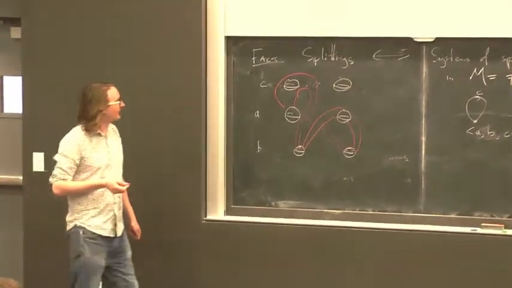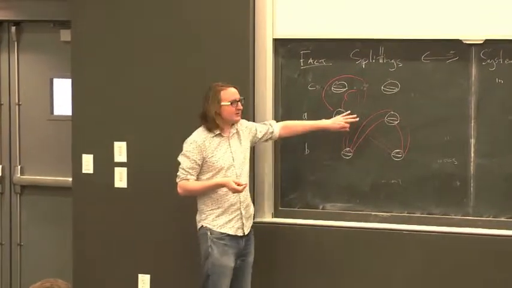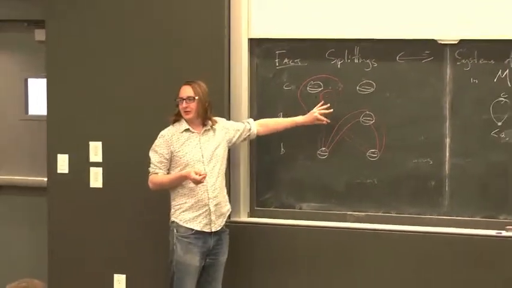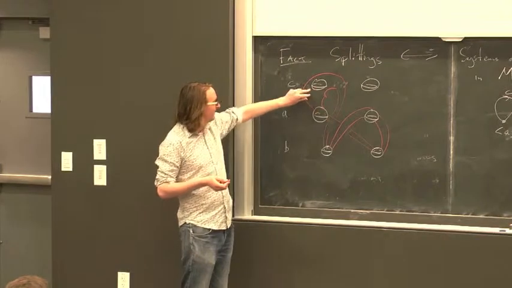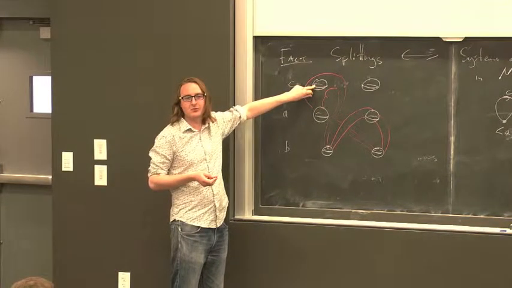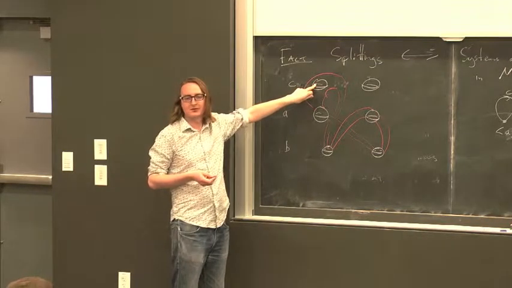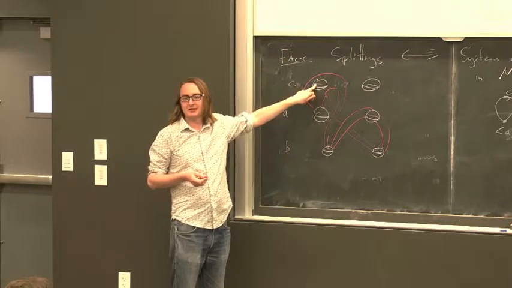And as you can see, it's adjacent to only one sphere. Because this tube fills the rest of the manifold, it's adjacent to this unique sphere here. This is the only sphere it's adjacent to in the free splitting complex. Okay, that's a proof by picture.